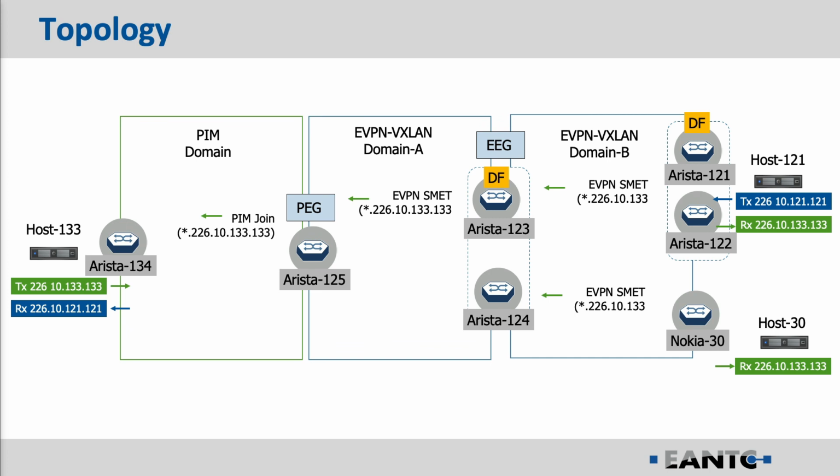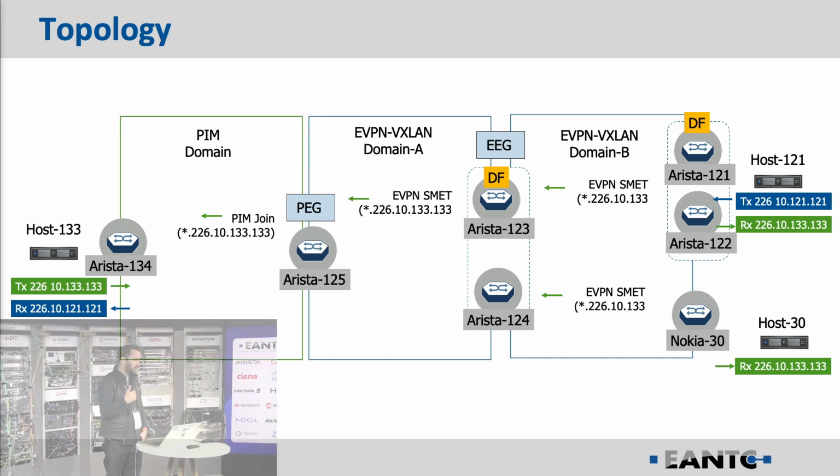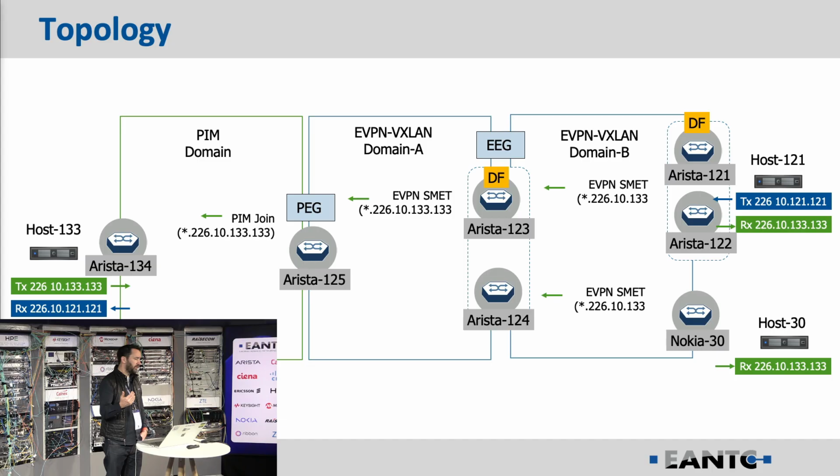The EGW in this case is going to proxy, because it's a join for the same group. The EGW is now going to be responsible for proxying those two joins into a single SMET route and advertising that SMET route as a proxy into domain A. And then the PEG is going to be responsible for taking the SMET route and sending a PIM join upstream to where the source resides.